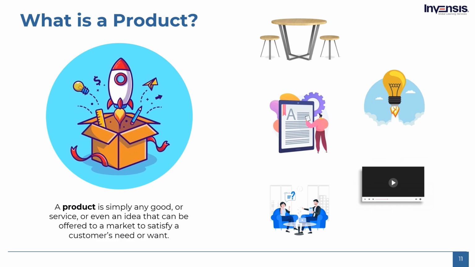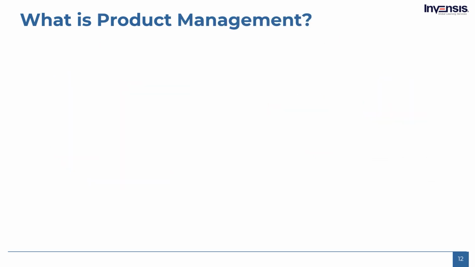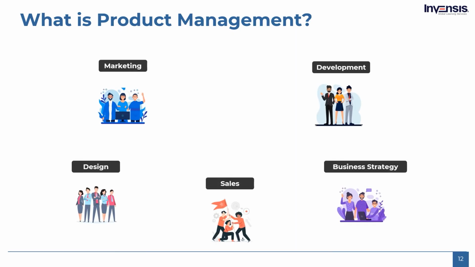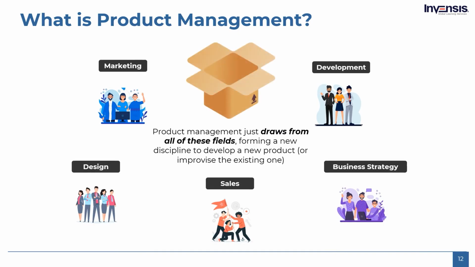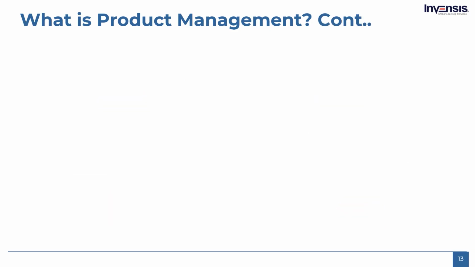So, let us begin with the question that all of us have been thinking about. What is product management? Product management is quite difficult to define. That's because it does not fit with any of the traditional roles that you might be familiar with: design, engineering, business strategy, or marketing. Instead, product management just draws from all of these fields, forming a new discipline. The main objective of product management is the development of a new product. Its ultimate goal is making sure you're building the right product and building the product right. Every product has its own goals and challenges which require a unique and customized approach to product management.